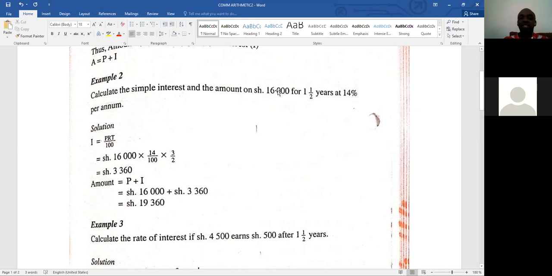So you can see 16,000, if it is deposited for 1.5 years at a rate of 14% per annum. Per annum means per year. It means that the interest you're going to earn is 3,360. Okay. So you add the 16,000 that you had. So at the end of the day, your account is going to have just 19,360 shillings, which is really little money if you consider that. So this is how you earn simple interest.